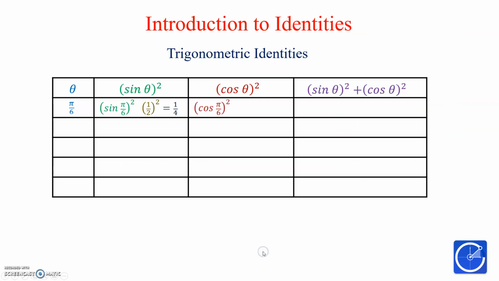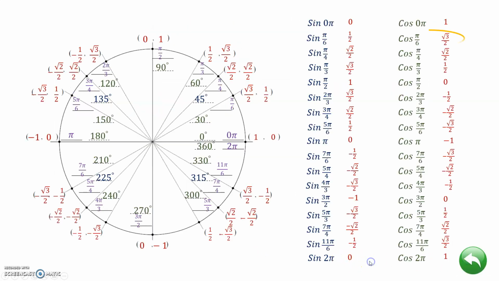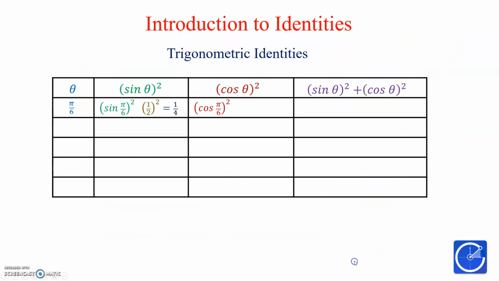Now let's do the same with cosine. Well, the cosine of pi over 6, the resource says radical 3 over 2. So let's substitute radical 3 over 2. When we square it, we just happen to get 3/4. Now what's in purple says take those two values and add them together. Let's see what happens. So when we add the 1/4 and the 3/4, we just happen to get 1.